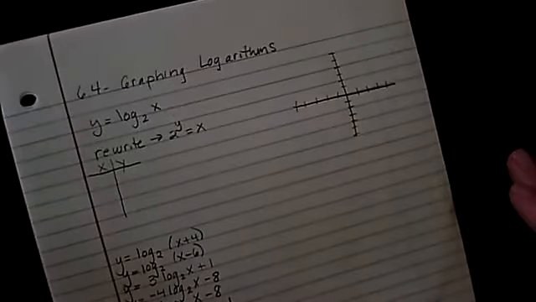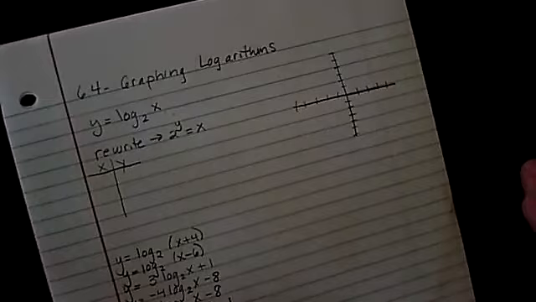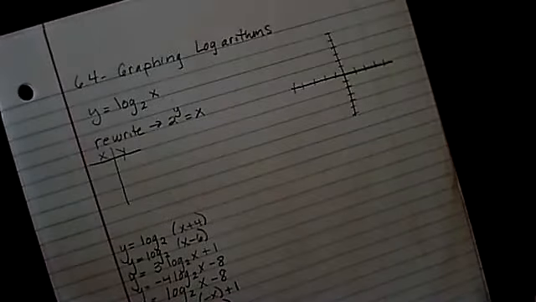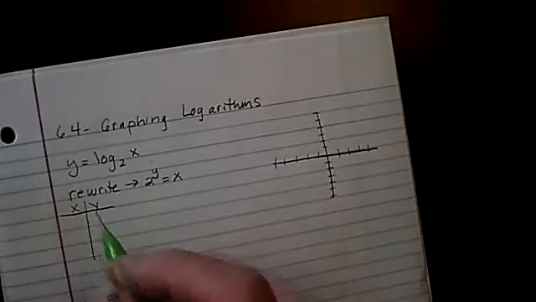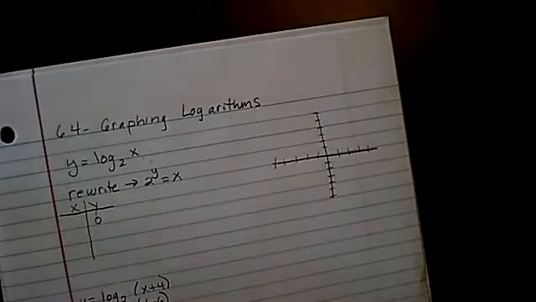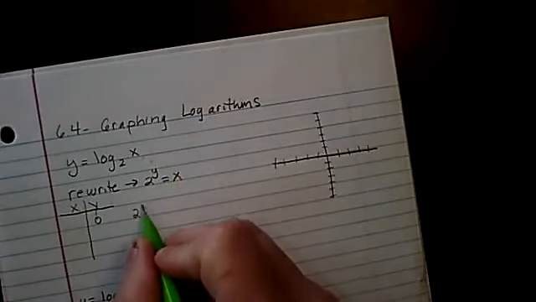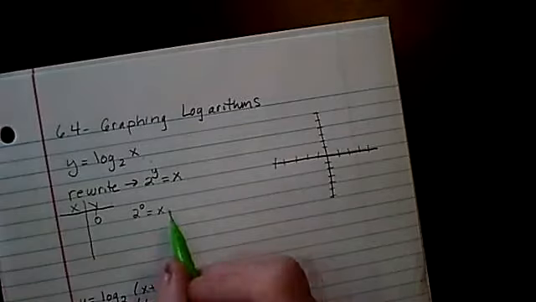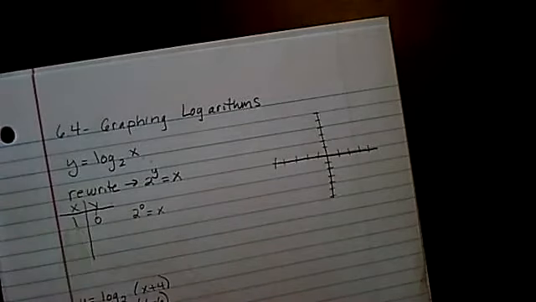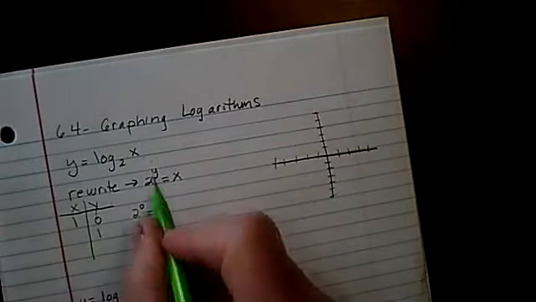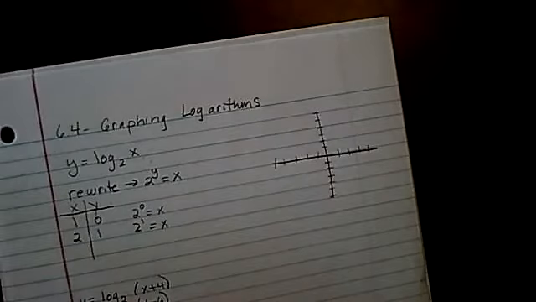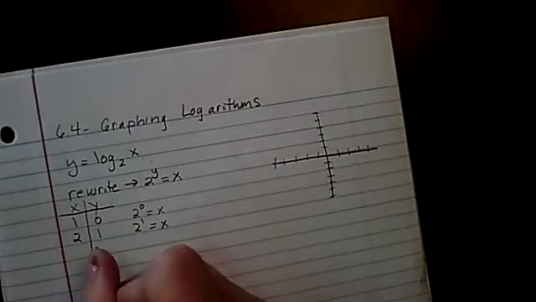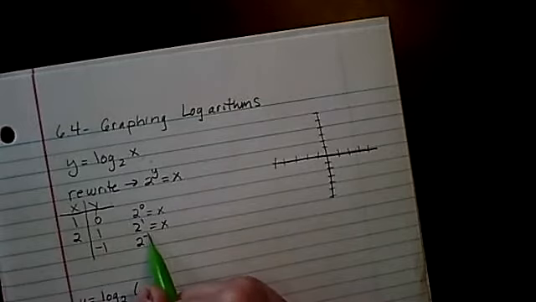All right, so instead of picking numbers for x, let's pick numbers for y that we can put in. So for example, let's put a 0 in for y. If we put a 0 in here, we have 2 to the 0, and that equals 1, right? So we have x equals 1. We put a 1 in for y, then we have 2 to the 1, and x would equal 2. How about we do a negative 1? If we put a negative 1 in here, how do we make that positive?